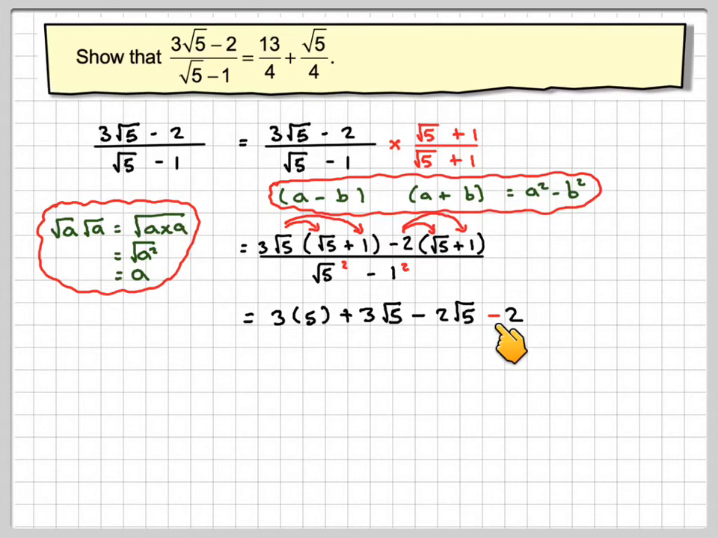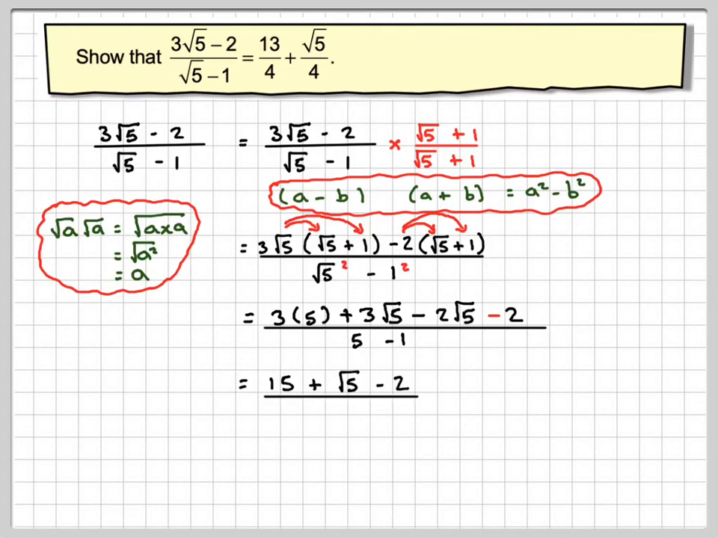Be careful of the sign. Square rooting and squaring, we're just going to get 5, and then 1 squared is 1, so we get 5 minus 1 in the denominator. So here we now get 15. Now 3 root 5 minus 2 root 5 just gives me 1 lot of root 5, which we just write as root 5. Still got the minus 2.